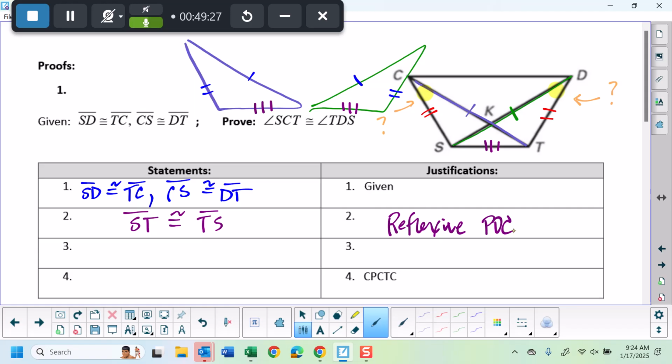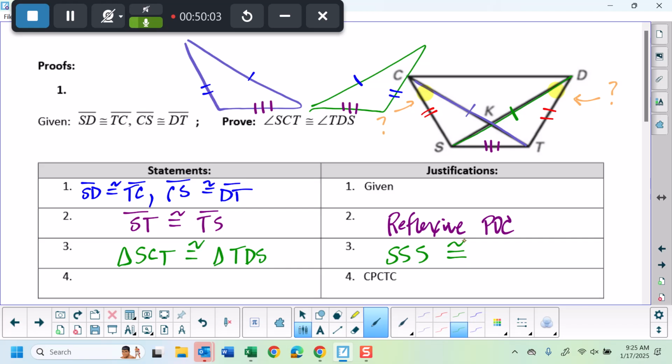All right, when we look at choice 3, and this is what's weird, this used to be the end of our proof. Being able to say that triangle SCT is congruent to triangle TDS is because of side, side, side congruence. I'm not done. I used to be done, but now there's a reason for proving the triangles congruent.